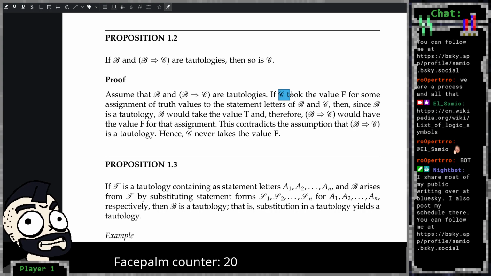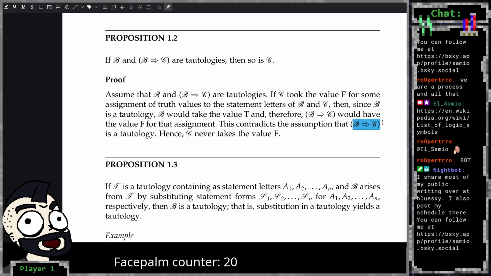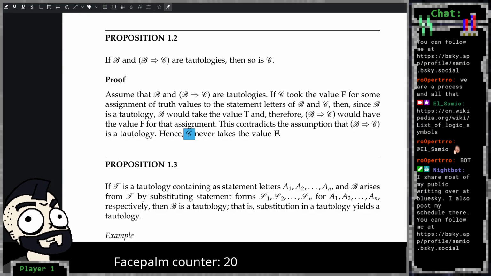Let's assume otherwise. If chi took the value F, false, for some assignment of truth values to the statement letters of beta and chi, then since beta is a tautology, beta will take the value T always, and therefore beta implies chi will have the value F for that assignment. This contradicts the assumption that beta implies chi is a tautology, because we will have one case in which beta implies chi is false, but we know we can't because we assume that it's a tautology. Therefore, chi never takes the value F, and because something never takes the value F, that is a symmetric definition of tautology. Tautology can be defined as always true and never false.